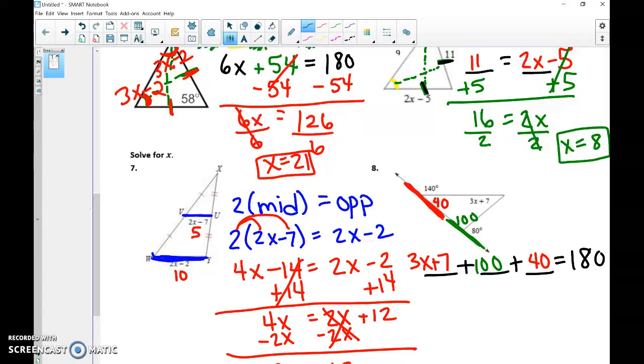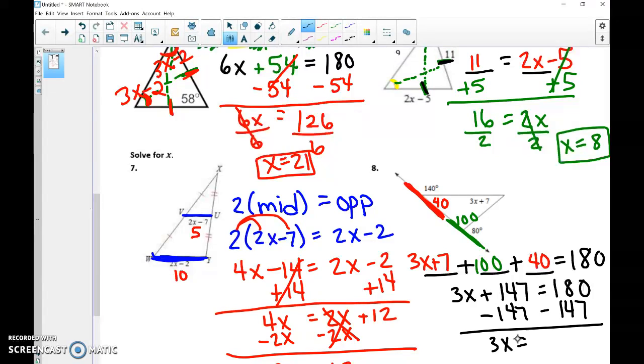Like terms are 7, 140. So if I put them together, I get 147. Minus 147. So 3x equals 33. Divide by 3, and you should get x is equal to 11.